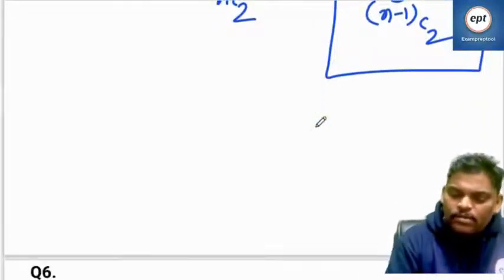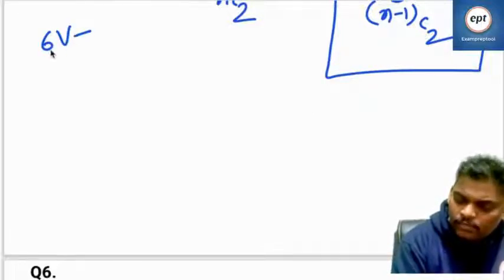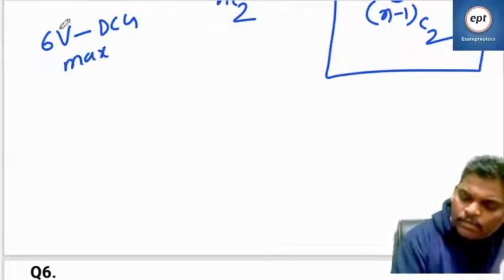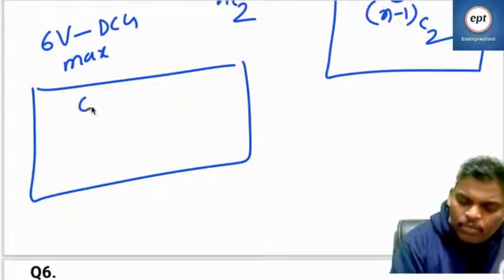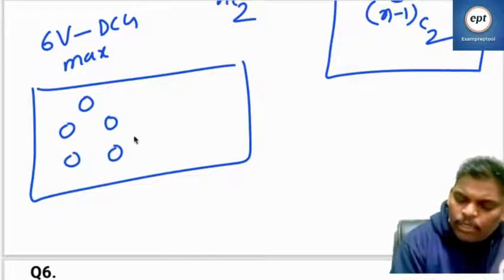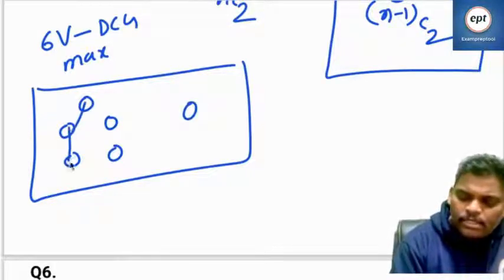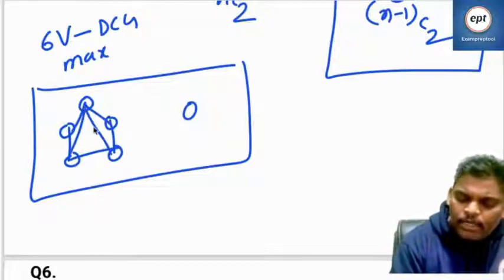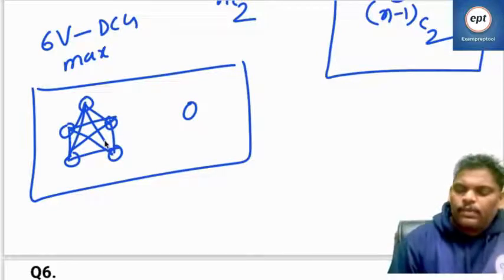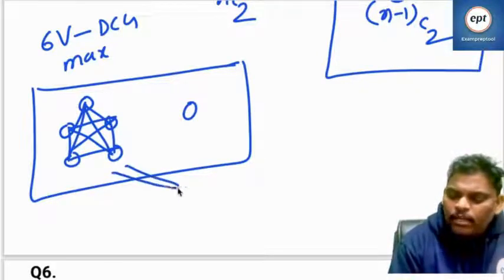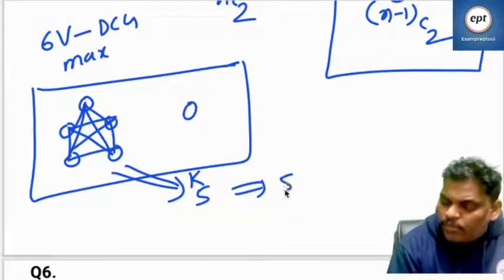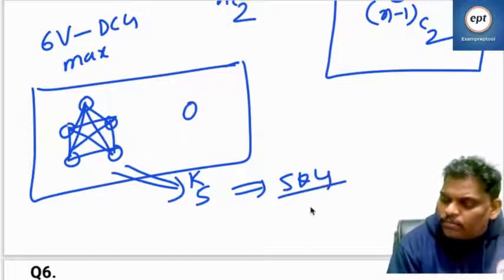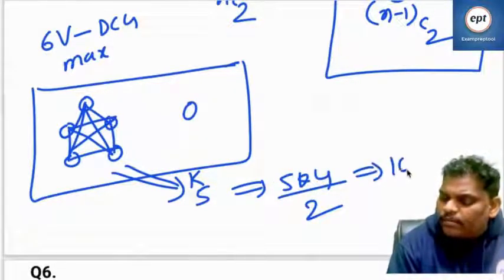See this one. See everyone now. 6 vertices, disconnected graph. Maximum edges how many? See, you take 5 people as one group and take 1 person outside. The group is a complete graph. So the answer is going to be the number of edges of K5, which is 5 into 4 by 2, that is 20 by 2, 10.